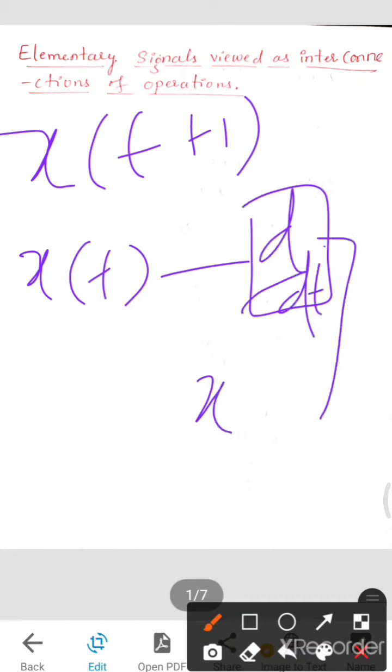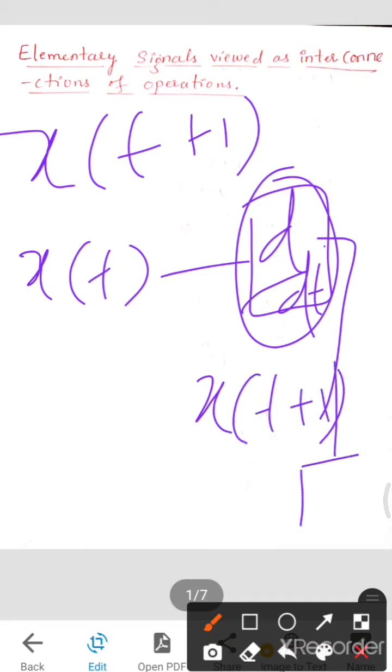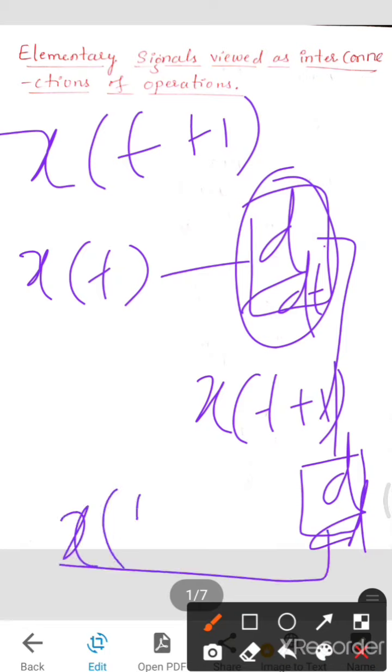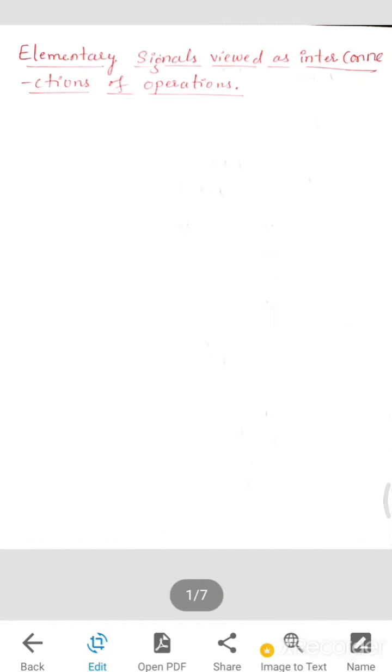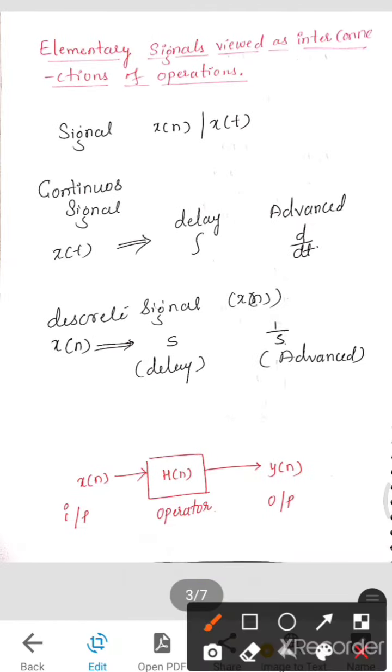This output signal, this is the operator, this is your t plus 1. One more time, then it should be one more differentiation, then this signal will be t plus 2, and so on and so on. Okay, right. So this we have observed here.